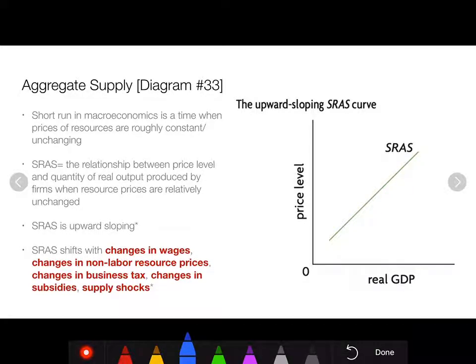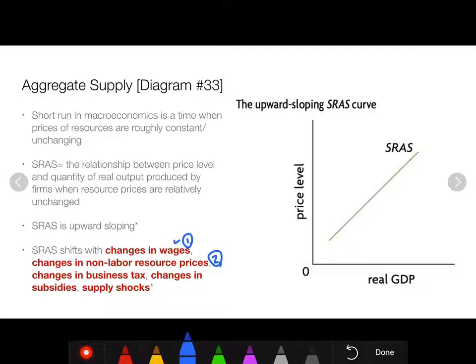Do it in a different color here. Real short-run aggregate supply will change when wages change. That's the first category. I didn't break them down as I did on the previous slide because these are much more specific. So changes in wages will shift the entire curve left or right. Changes in non-labor prices, like the cost of natural resources or the cost of renting a factory, will also shift curves left and right.